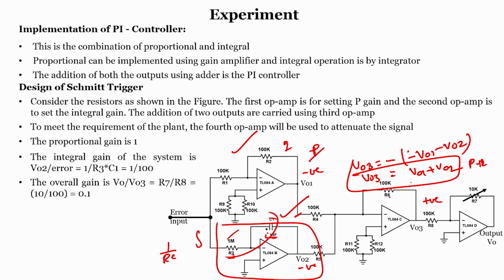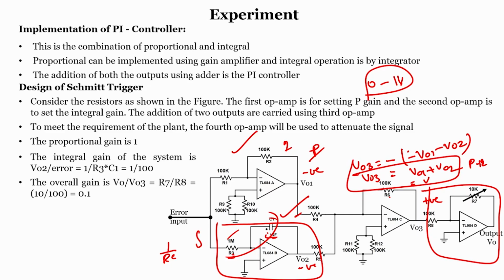The addition of these two will be some other value, but is this voltage good enough to give as an input to the plant? May not be. Sometimes the output will be even more than 10 volts, but I require the range of the input voltage given to the plant to be 0 to 1 volt. So in order to maintain that range, we are using one more operational amplifier, which attenuates; the gain of the system is 1 by 100 in this case.